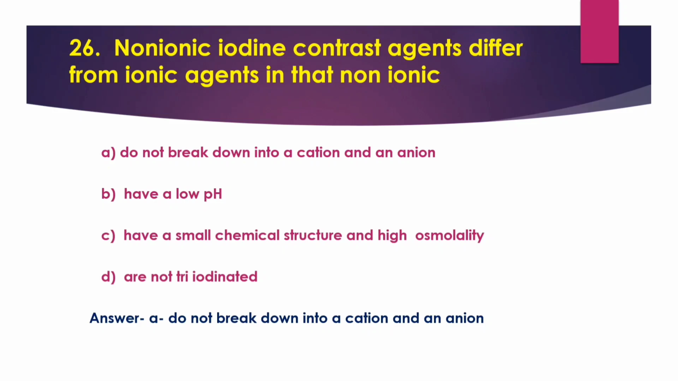So this is the main difference between ionic and non-ionic contrast medium. In the case of non-ionic contrast medium, it does not dissociate. The tri-iodinated benzene ring is composed of a substance which is not dissociating into a cation and an anion, which may result in low osmolality.